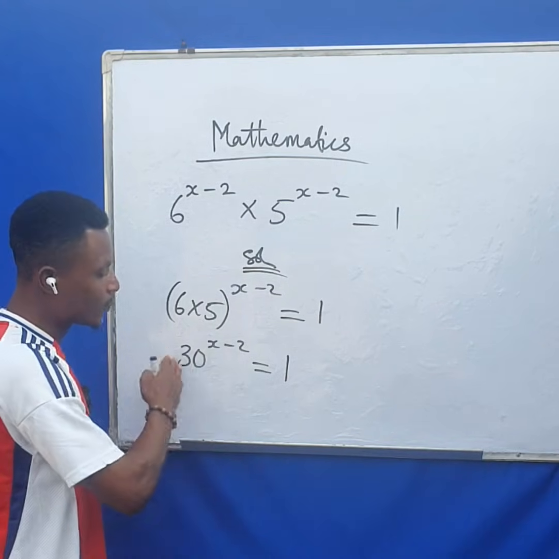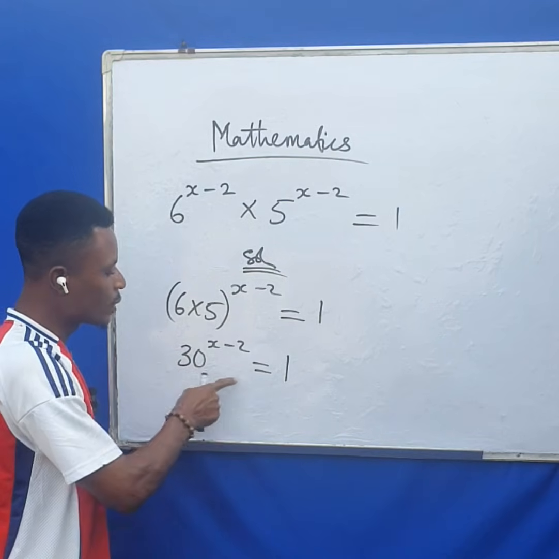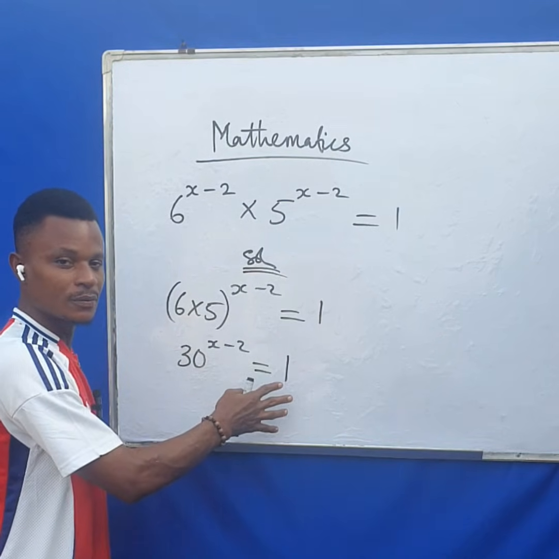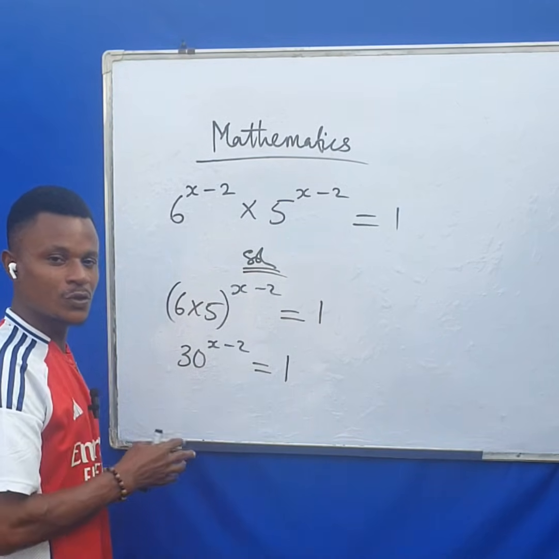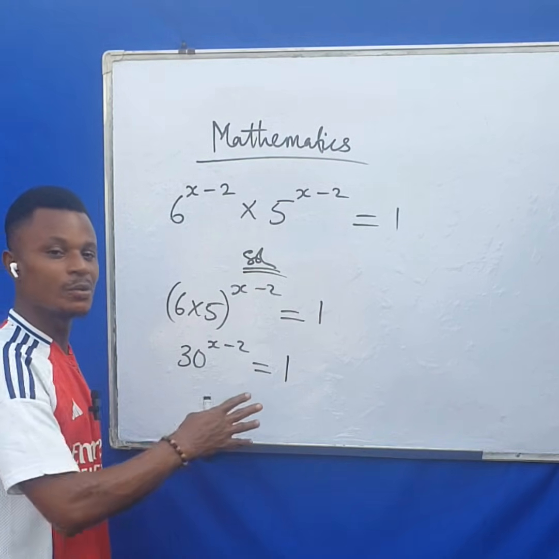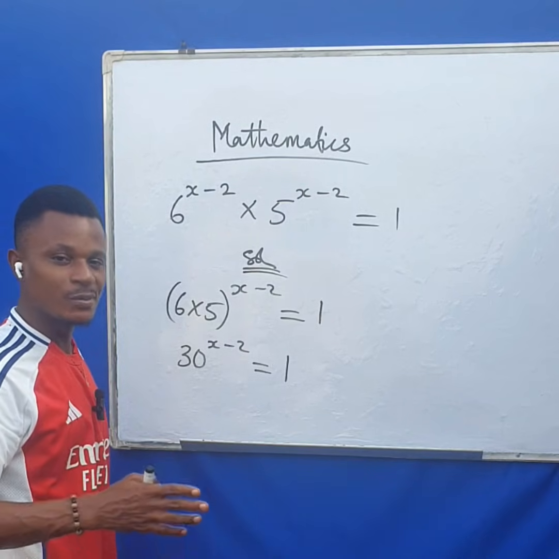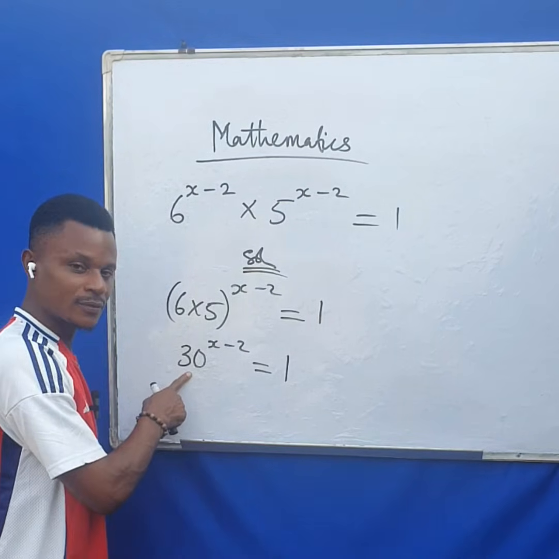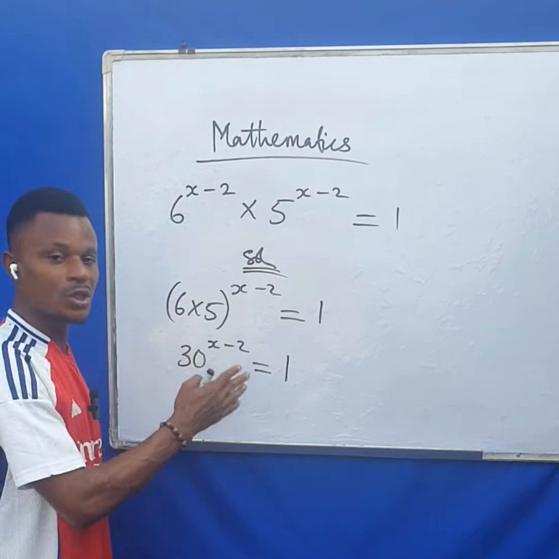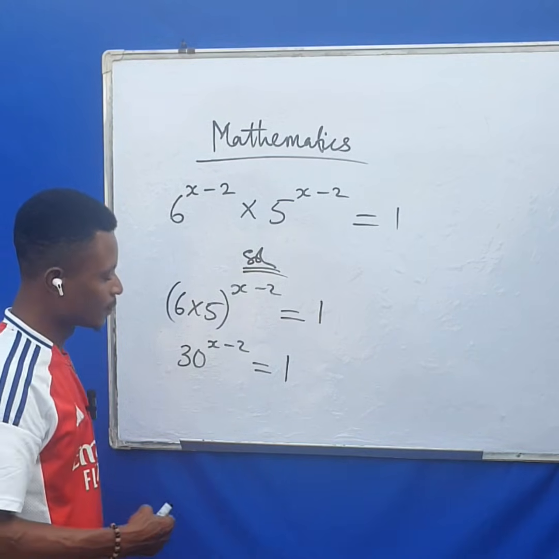Now, the left-hand side of the equation is in exponential form in base 30, while the right-hand side is not in exponential form. So what we are going to do now is rewrite this right-hand side of the equation to be in exponential form. Not just in exponential form, but in exponential form in base 30, so that both sides will be in exponential form in base 30. The question is, how do we do that?